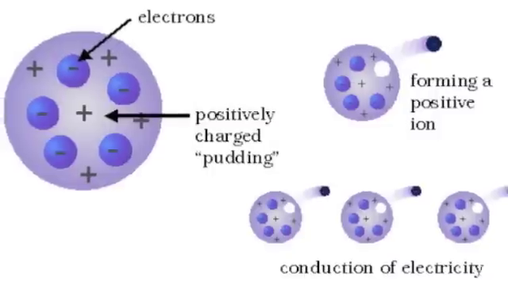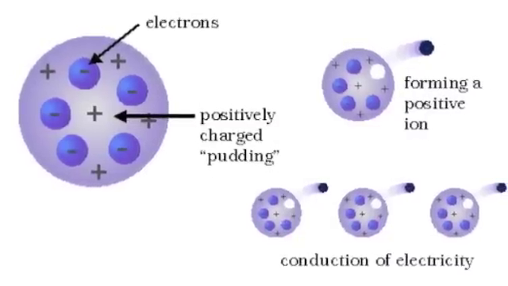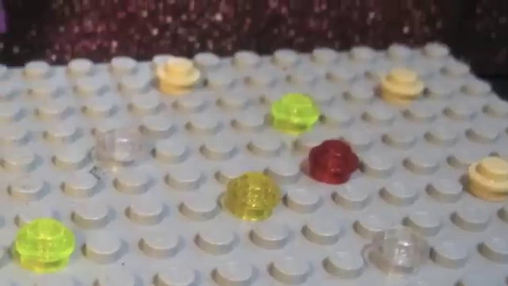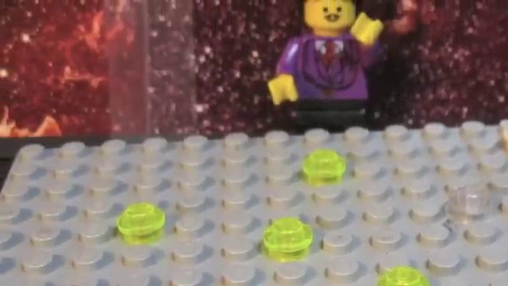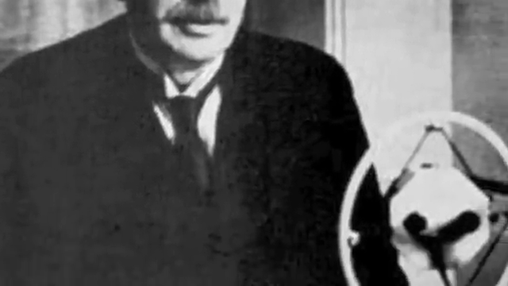From his findings, Thomson produced a plum pudding model in which the negatively charged corpuscles floated around in a positively charged pudding. However, his model did not have conclusive evidence for where the electrons were and where the positive charge came from. His research would be continued by his colleague, Ernest Rutherford.